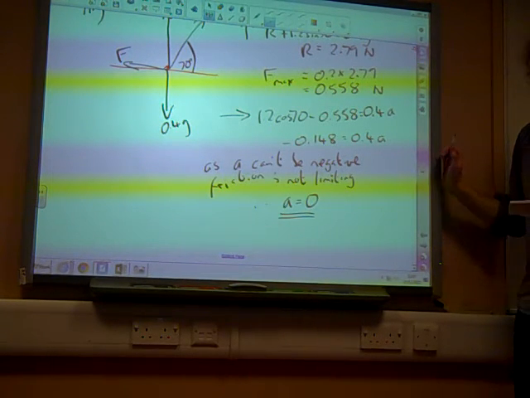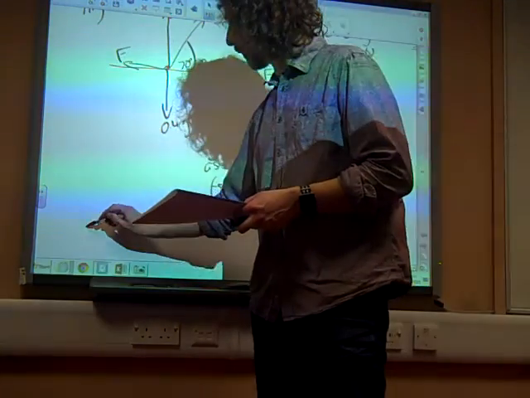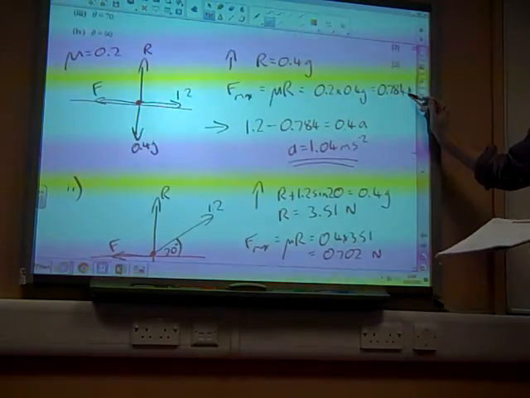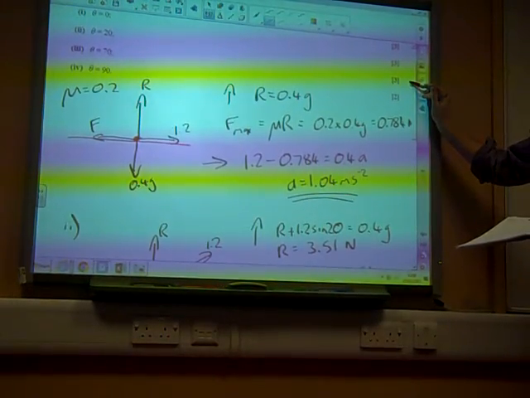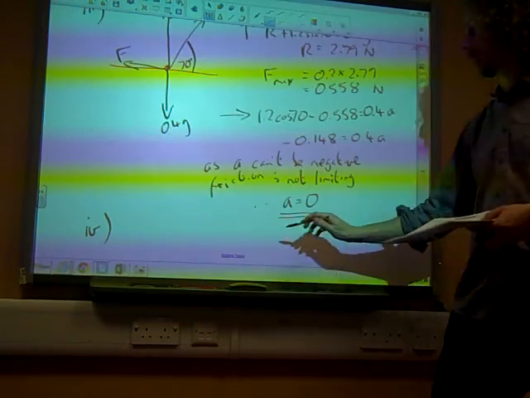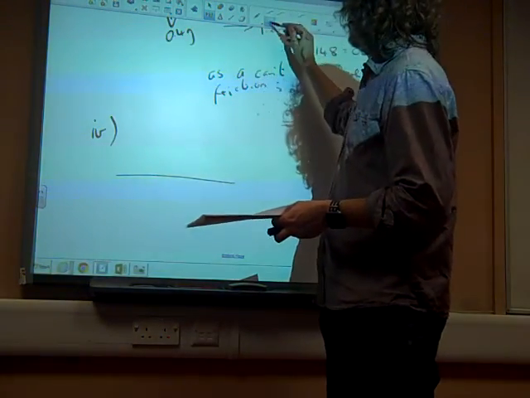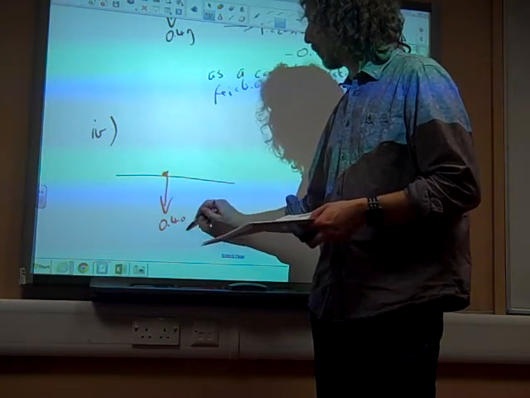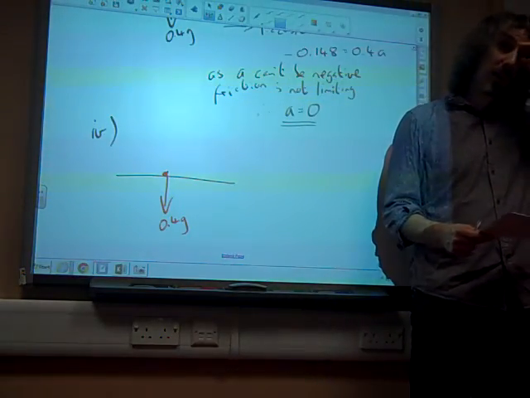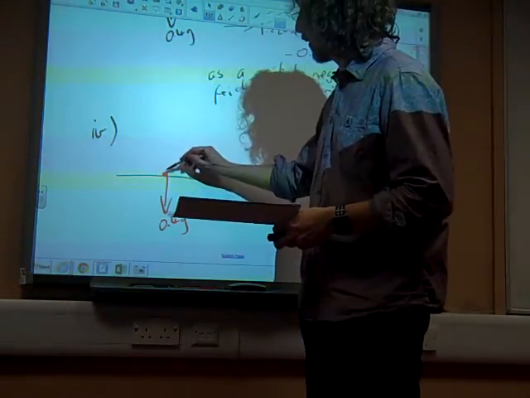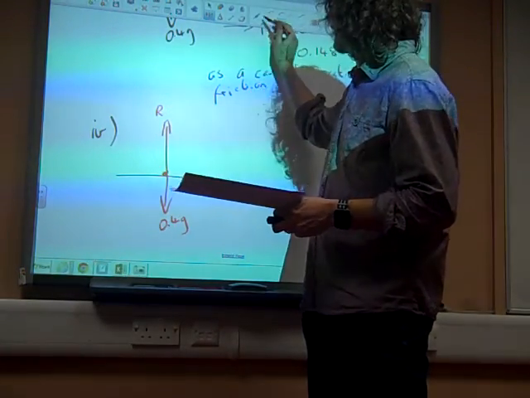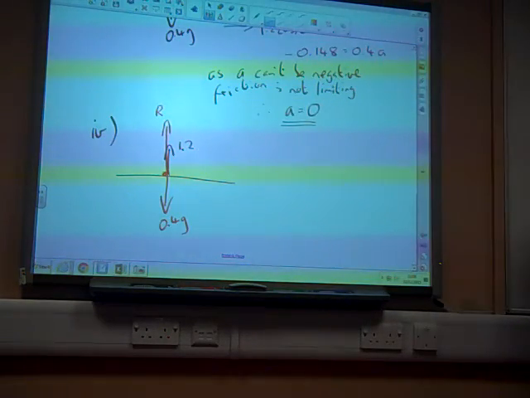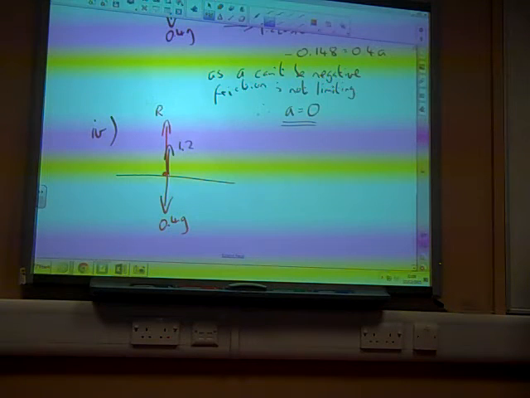So what happens with the last one? Part 4. This time we have the force at 90 degrees. Okay. So here's our particle, 0.4g. Now if the force is at 90 degrees, then we've got that situation. And let's think logically about what's going on with this.